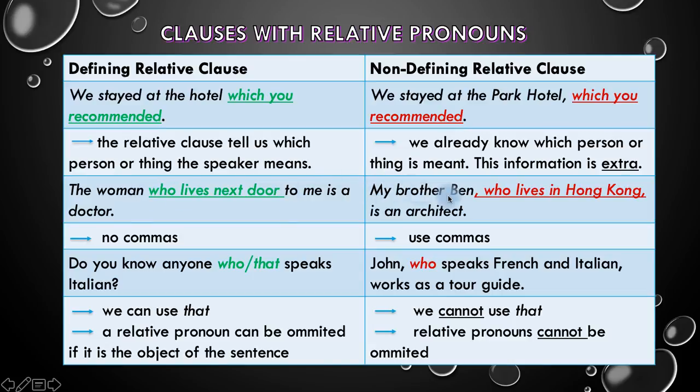However, this one: my brother Ben, who lives in Hong Kong, is an architect. We have a name here. We already know who we are speaking about, about Ben. Who lives in Hong Kong is extra. This information is extra. That's why we use commas here.